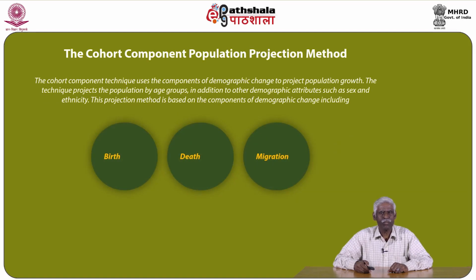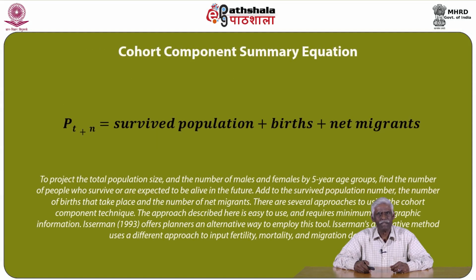Let us discuss in detail the cohort component population projection method. The cohort component technique uses the components of demographic change to project population growth. The technique projects the population by various age groups in addition to other demographic attributes such as sex and ethnicity. This projection method is based on the components of demographic change, which mainly include births, deaths and migration. Let us discuss the equations.